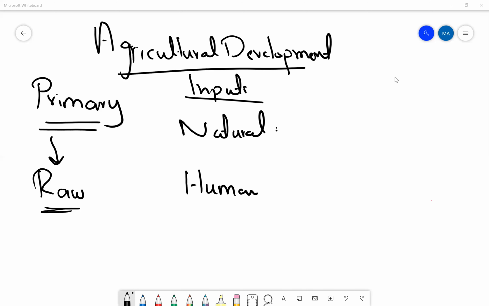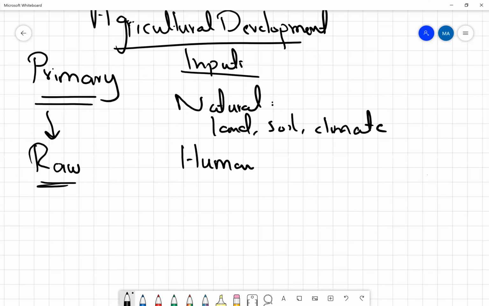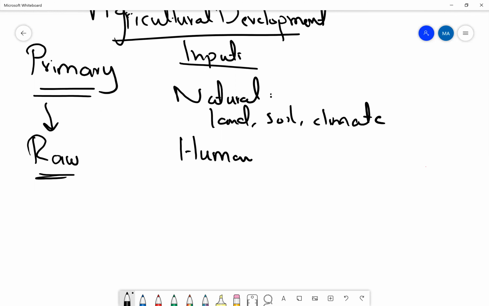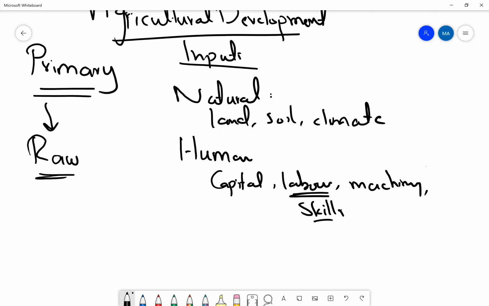For natural, I can write down a few examples here. Land, soil, climate. So these are all the factors that you naturally use for an agricultural industry. Whereas human factors may be capital that you need for an initial investment, labor, you need machinery. Labor is also synonymous to skills or the attitude of workers towards a particular industry.